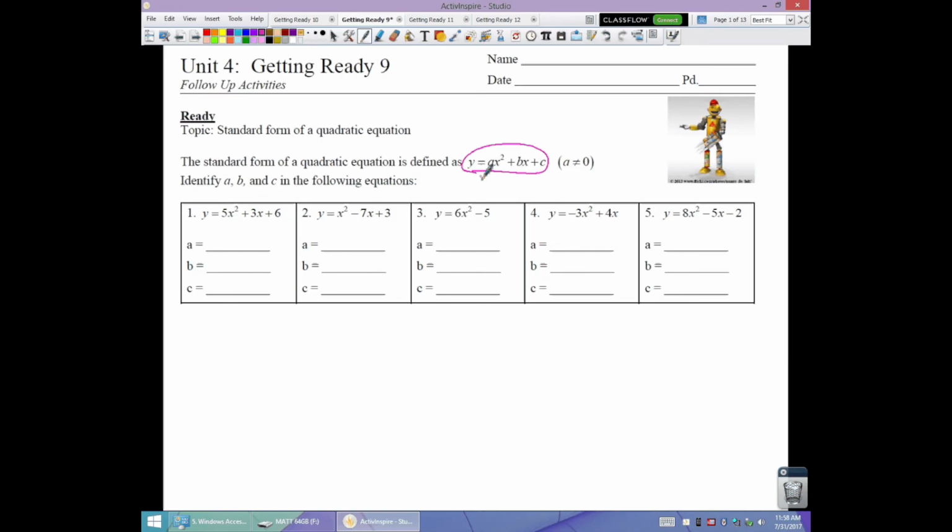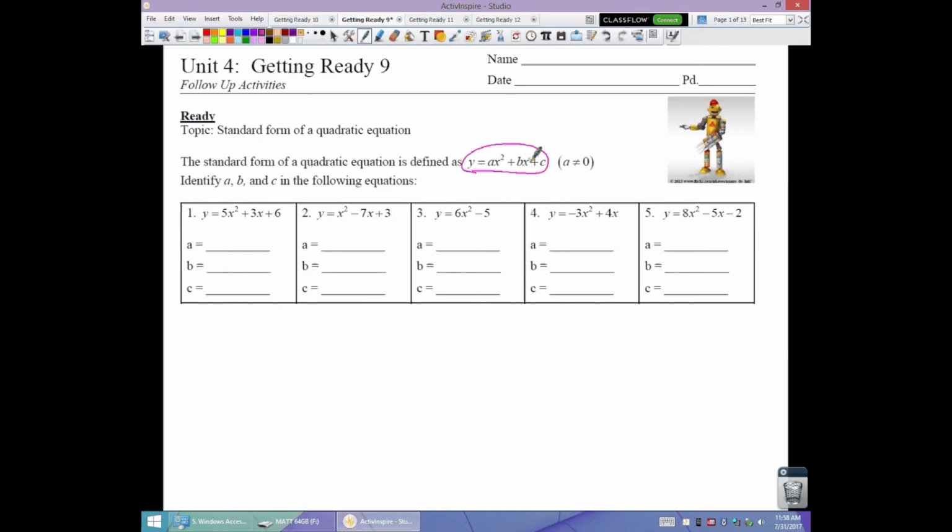Now what we have to keep in mind here is a is not just always the very first number you see. A is the coefficient for the x squared term. B is the coefficient of the x term, no matter where it shows up. C is the constant, the number that has no variable, no matter where it shows up.